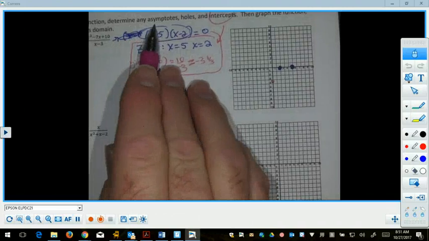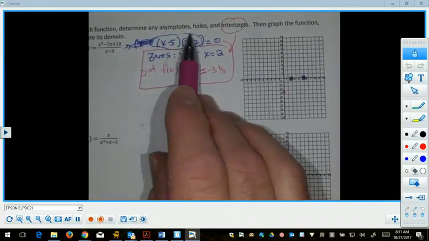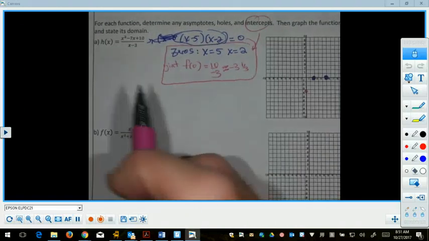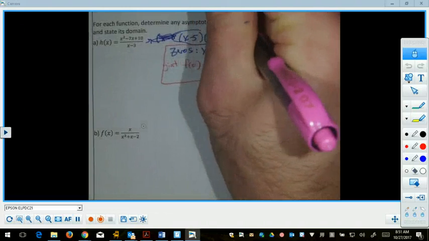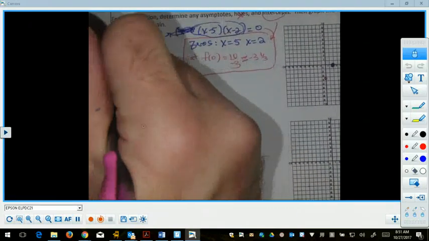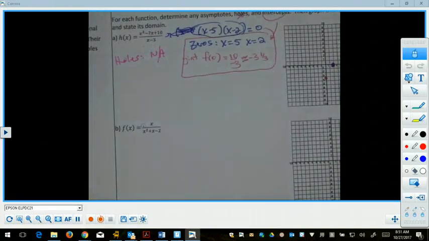For each function, find any asymptotes. So that includes both horizontal and vertical. Am I going to have any holes for this function? No, because nothing canceled, so not applicable for this particular function. So I should have written that here. Holes, not applicable. No factors canceled.